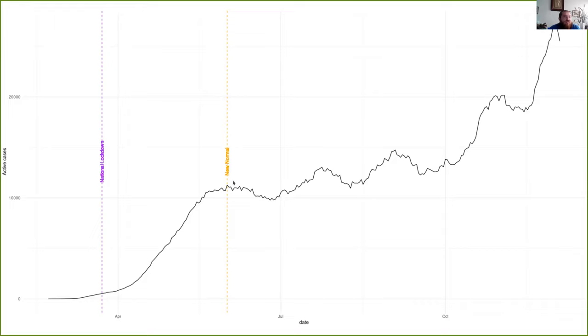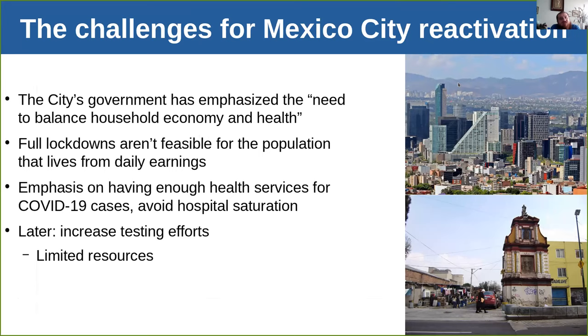The local and national authorities have said that since we have this very heterogeneous distribution of income in the population, they are trying to balance the household economy with the health pressure. The authorities argue that full lockdowns aren't feasible because most of our population lives day to day. If they don't go out and work one day, they can't bring food to their homes. So the emphasis has been placed on increasing the health services and avoiding hospital saturation.